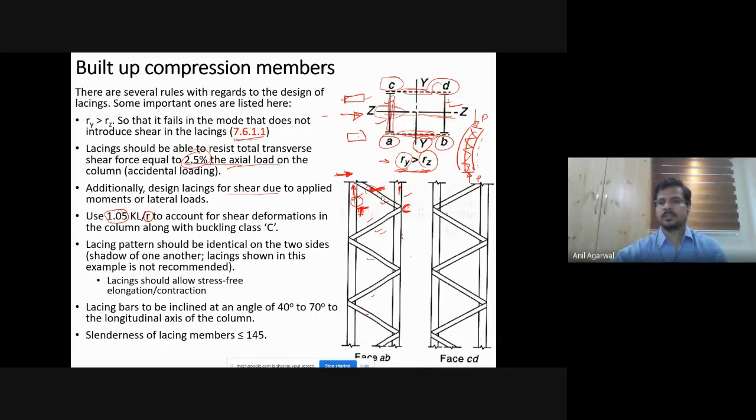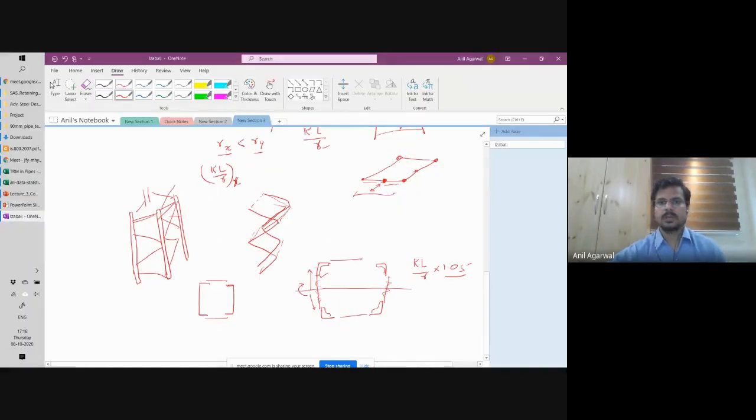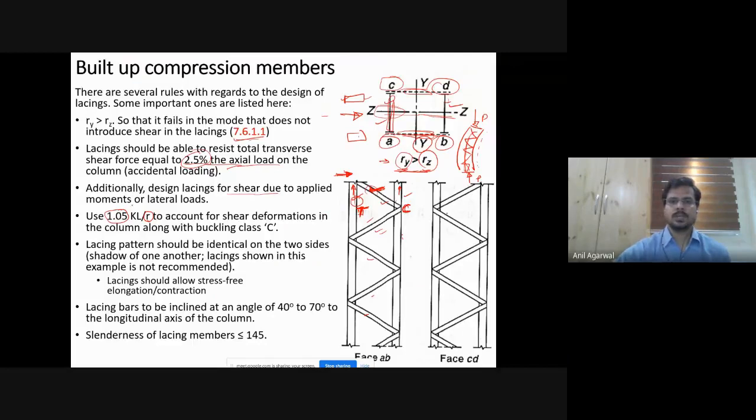If you create an offset, for example, in the front side, this is how the bracings were. And on the back side, instead of following this pattern exactly, if I go this way, I've created an offset, or exactly opposite of this one. If I do this kind of a bracing on the back side, then it will not allow the extension or tension or compression of the main legs without introducing any forces in these bracings. That has to be avoided.